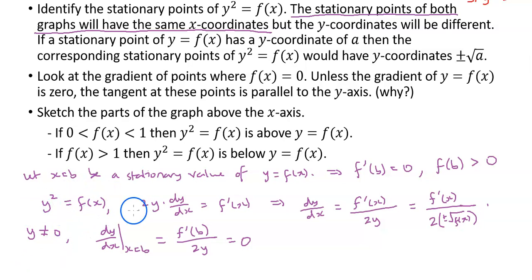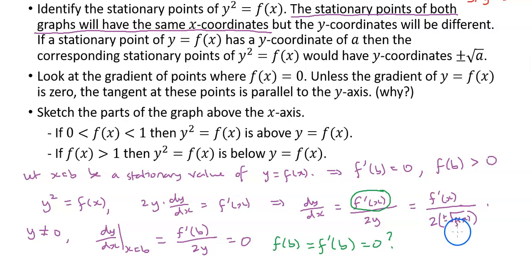And just working in the opposite direction here, clearly if we have a non-zero stationary point on the graph of y squared equals f of x, then we must have that f prime of x equals 0 at that point. So it's also a non-zero stationary point on the graph of y equals f of x. I'll leave it to you to investigate the case where f of b is equal to f prime of b is equal to 0.